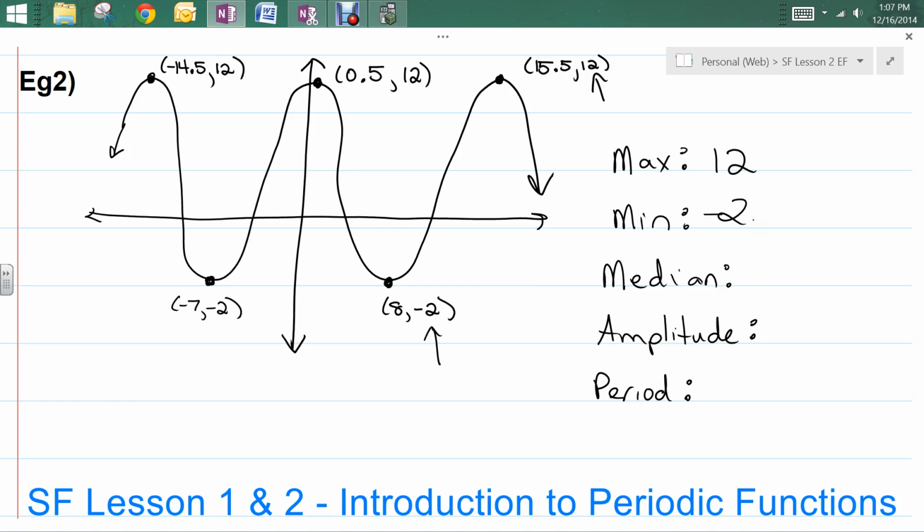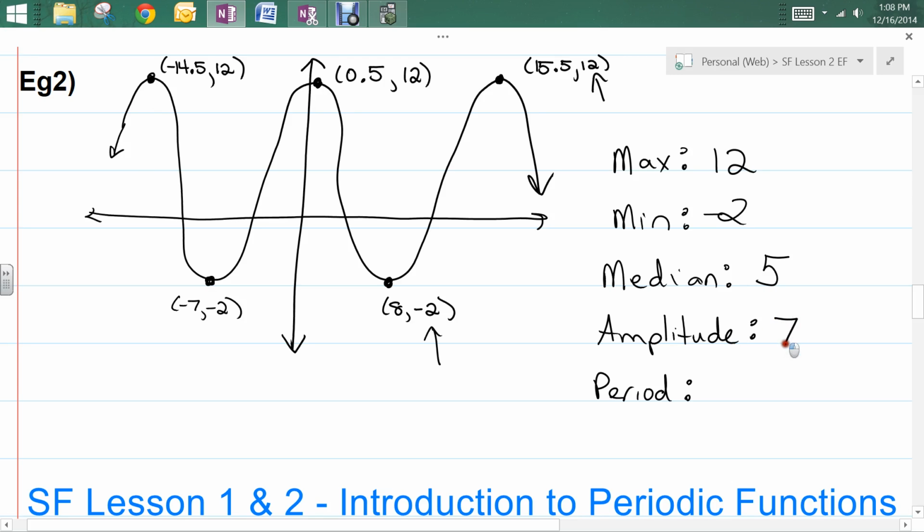Halfway between them, you just average them. Add them together, divide by the number of things you had, which is 2. If you add them together, you'll get 14, or sorry, you'll get 10, divided by 2 is 5. The median is at 5. You can also look at it as they're 14 apart, so it's going to be 7 from the top, 7 from the bottom. 7 below 12 is 5. 7 above -2 is 5.